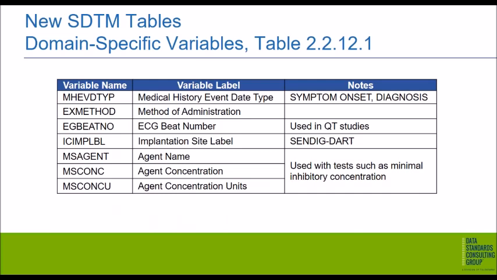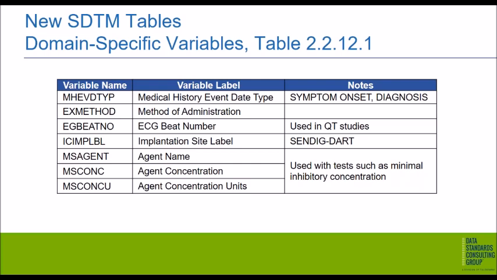The concept of domain-specific variables initially involved this medical history event date type. For example, some people didn't know how to represent multiple types of dates for a medical history condition that was probably the disease of interest for the study. The diagnosis date, last date of relapse, symptom onset date, those kinds of things allow a submitter to create multiple medical history records with the same MH term. That was the solution. That's the only place we really saw an implementation of this event date type. Method of administration came along. This EG beat number came along when the TAUG was developed for conducting QT prolongation studies.